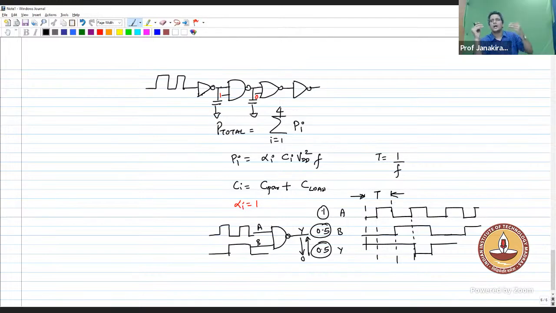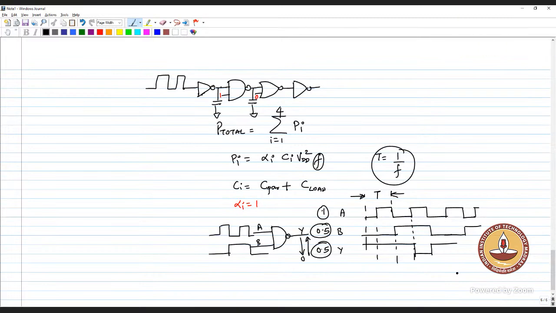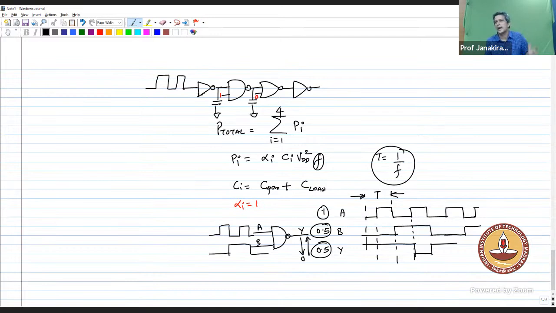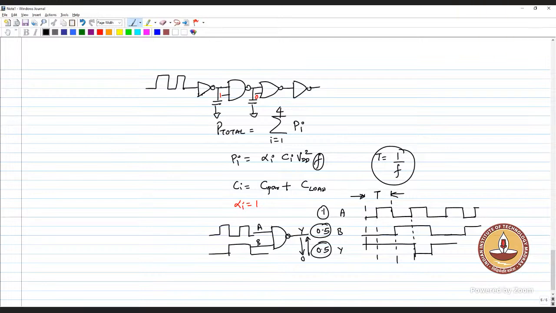So therefore, if the activity factor of A is defined as 1, that is 100%, every T seconds it is switching. Right? Because I have said F equal to 1 by T. It is as a fraction of that frequency, how often is it switching? Got it. Okay. So therefore, A, B, and Y have an activity factor of 50%. Got it, sir. Okay.